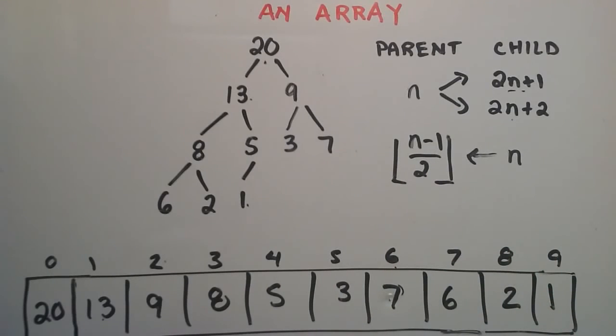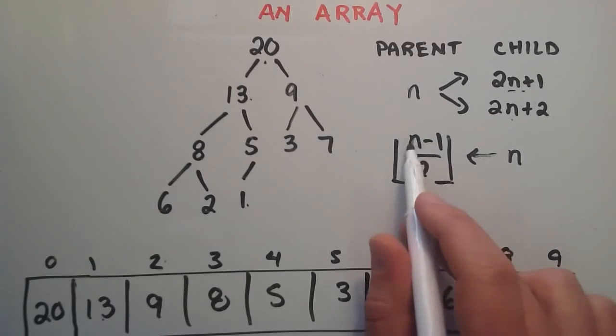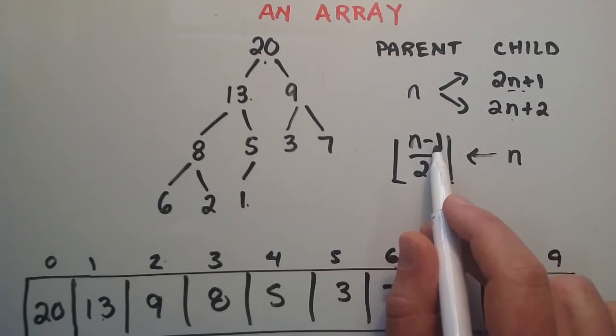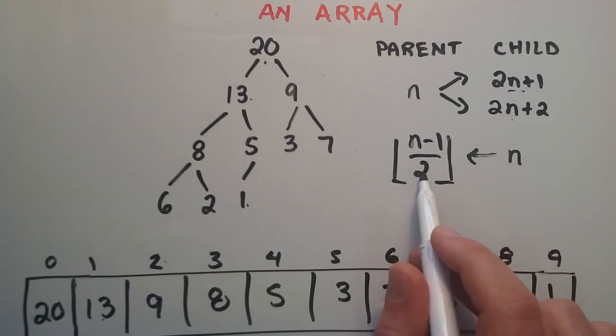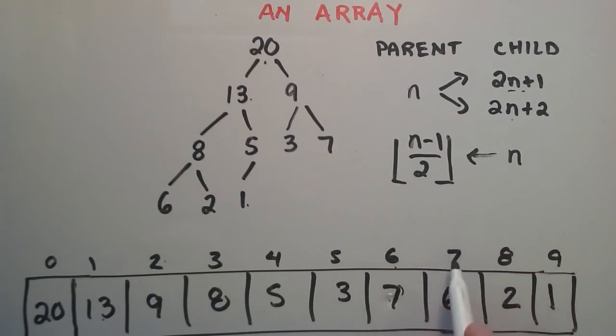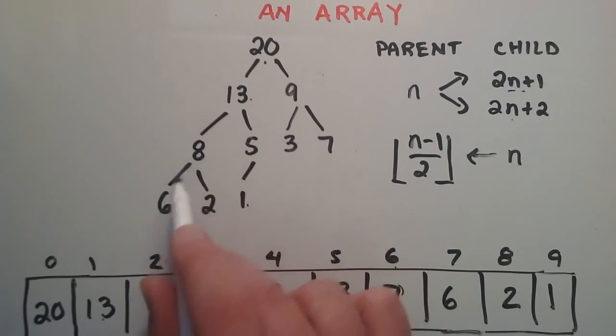So for example, if we were looking at index 7, 7 holds the value 6, and we want to figure out who is the parent of index 7. Plugging in index 7 here, 7 minus 1 is 6, 6 divided by 2 is 3. So we used index 7 and got index 3 as our outcome. That means that 6 is the child of 8, and we can see that in our tree here.